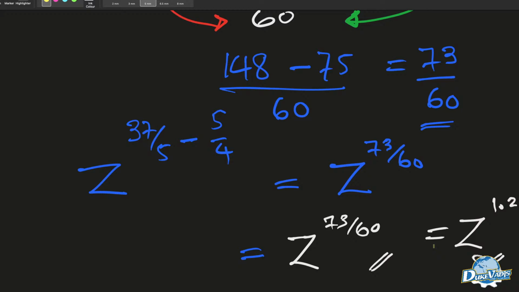Well, in the process, somebody asked me why it's 73/60. I said, well, you can go on dividing. So the answer is eventually z raised to the power 1.2.